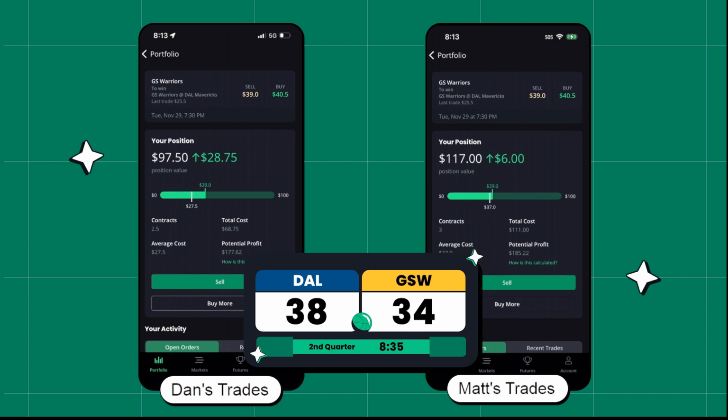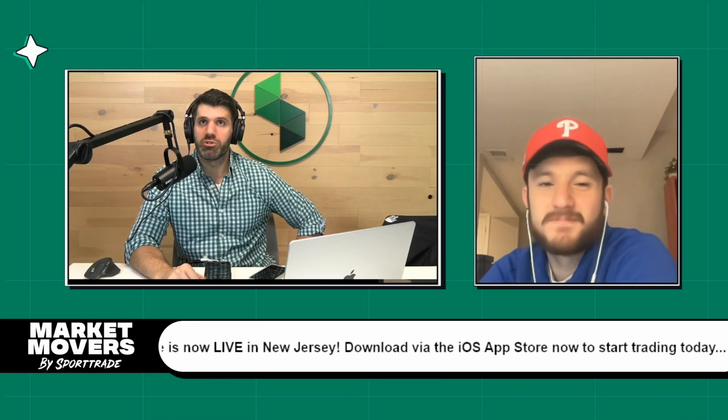Now a 4-point game, 38-34 Dallas. 8:30 remaining here in the second. A 10-0 run over the last 3 minutes for Golden State.